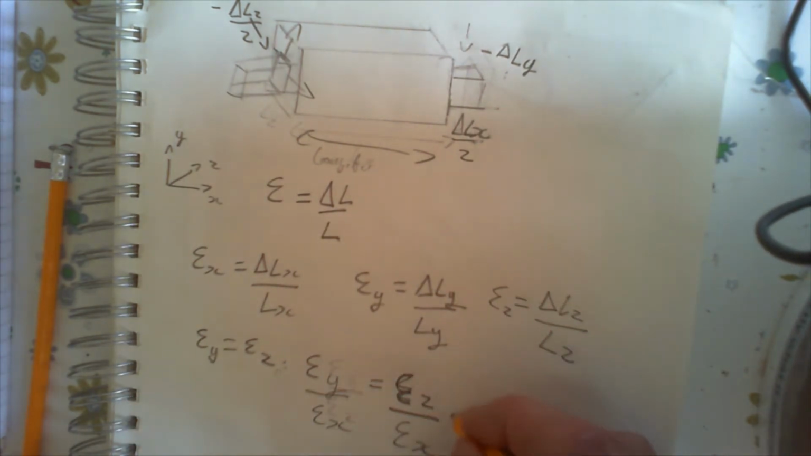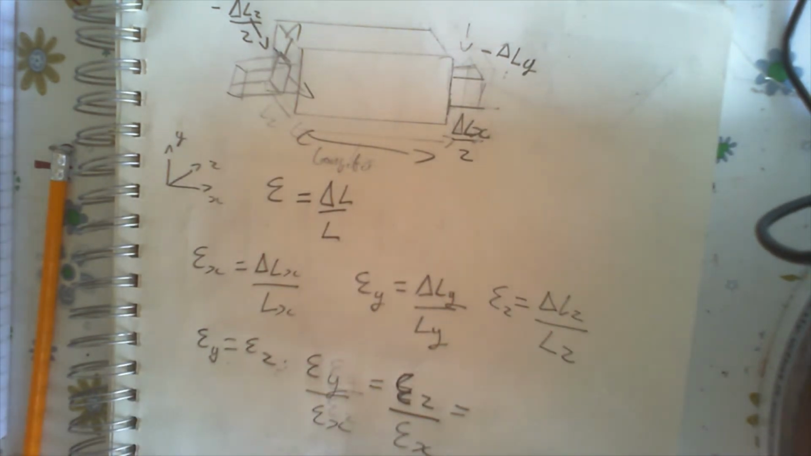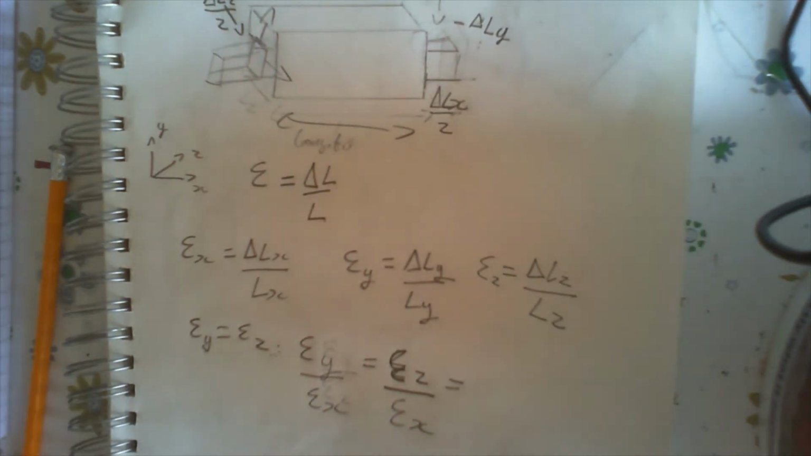So the ratio of these strains is a kind of constant that determines how it reacts under compression and tensile stresses, and it's really useful when you're looking especially at beams and things. Say for instance the Eiffel Tower, you'd want to know whatever stress is on these beams, how they're going to react, etc.